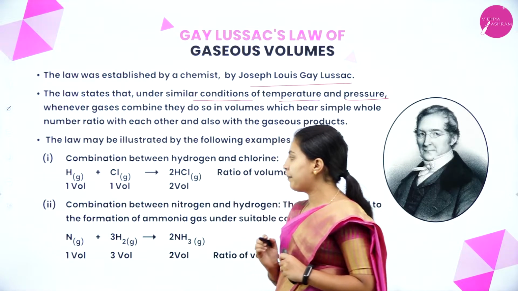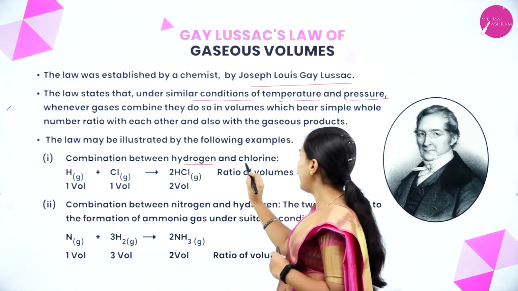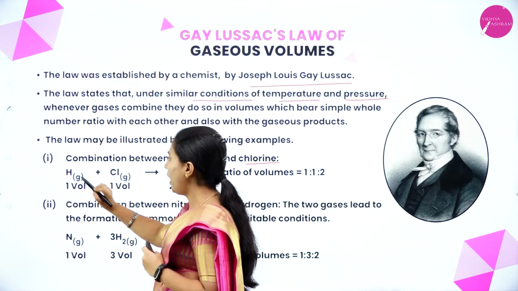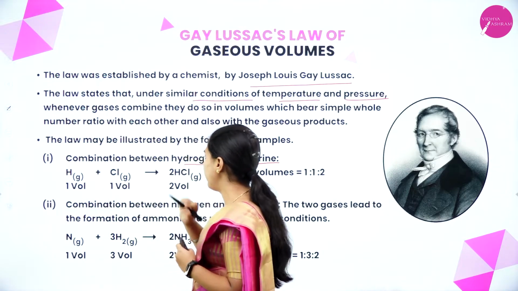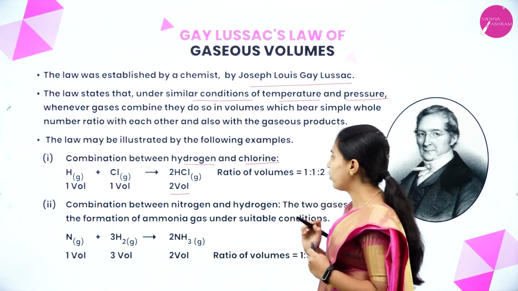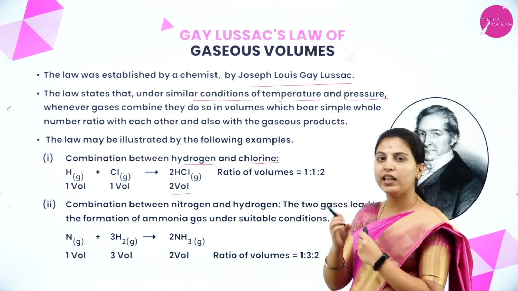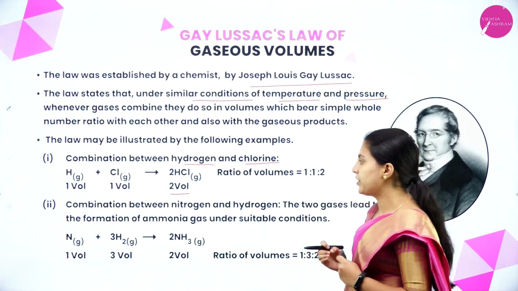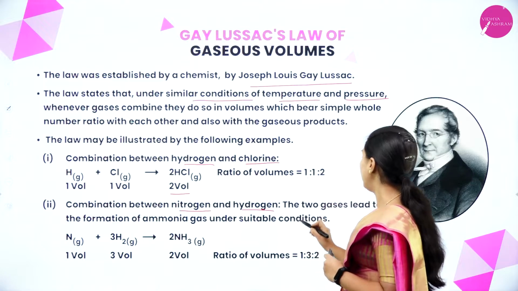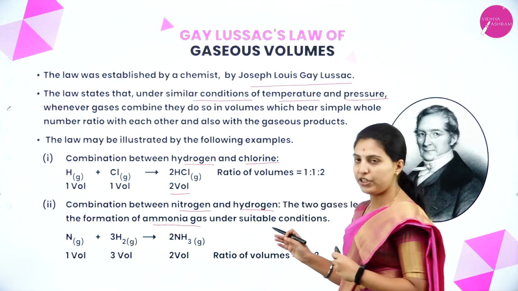We'll see one or two examples to understand this law. Combination between hydrogen and chlorine. Both are gaseous molecules. See here, hydrogen and chlorine, one volume and one volume, will form two volumes of HCl, that is hydrochloric acid. The ratio of volume is 1:2. Here the volume changes. Another example, combination between nitrogen and hydrogen. The two gases lead to the formation of ammonia gas under suitable conditions.